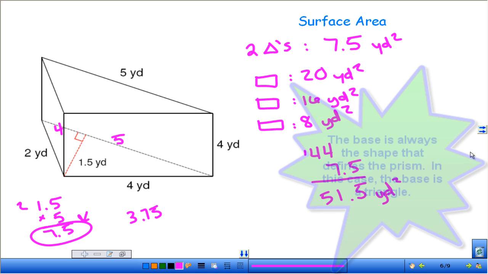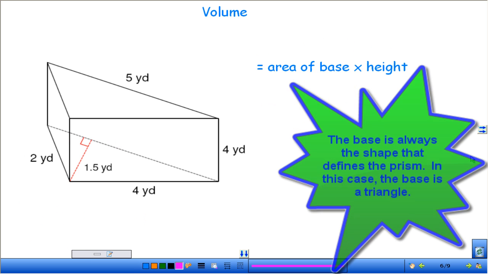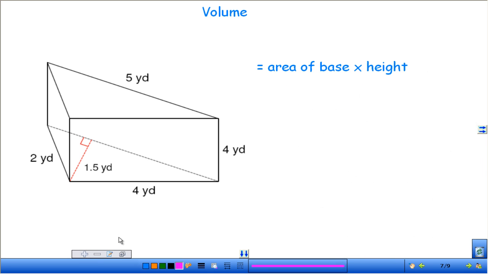Let's do the volume of this one, and that's probably all we're going to have time for today. So again, the volume of a prism is whatever it's defined by. In this case, this is a triangular prism. You need to find the area of the triangle and then multiply it by the height. Well, we already found the area of the triangle. We had 7.5, and then we have to divide that by 2. That's 3.75. So we already have the area of the triangle. All we have to do is multiply it by the height.